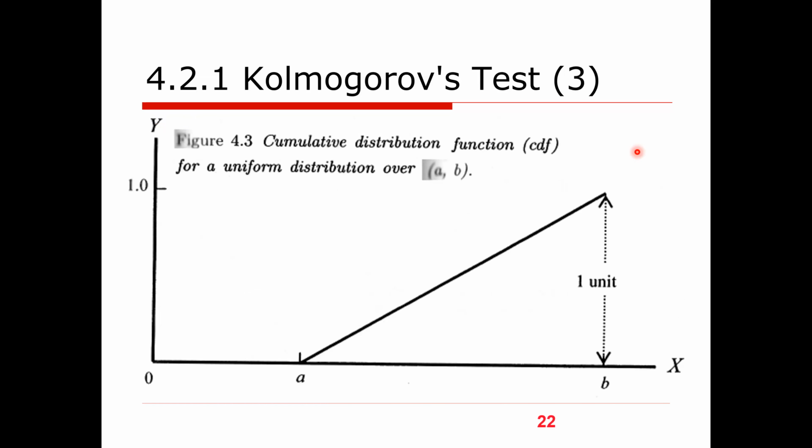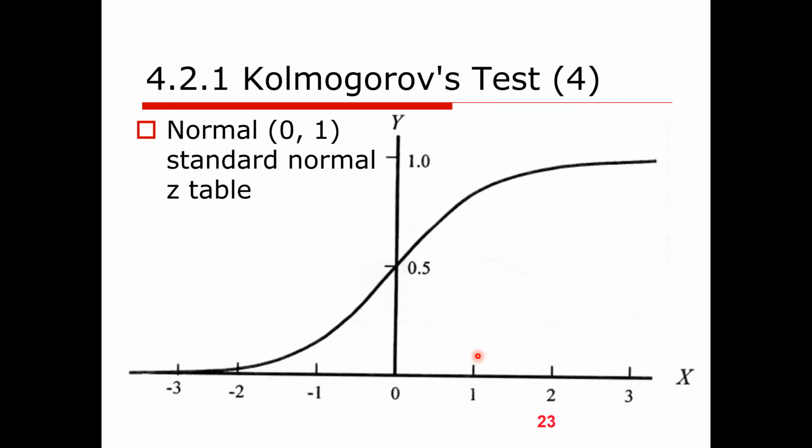And if the range of a uniformly distributed variable is from A to B, then the CDF of that uniform distribution should be like this. It's always a triangle, right? And the line is smooth. It's a straight line.